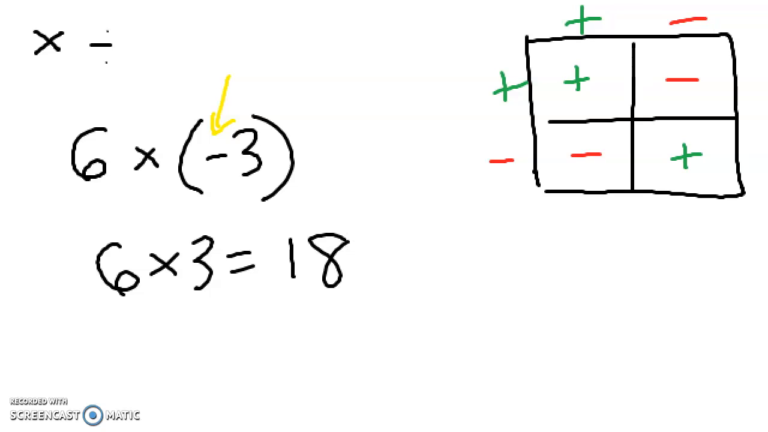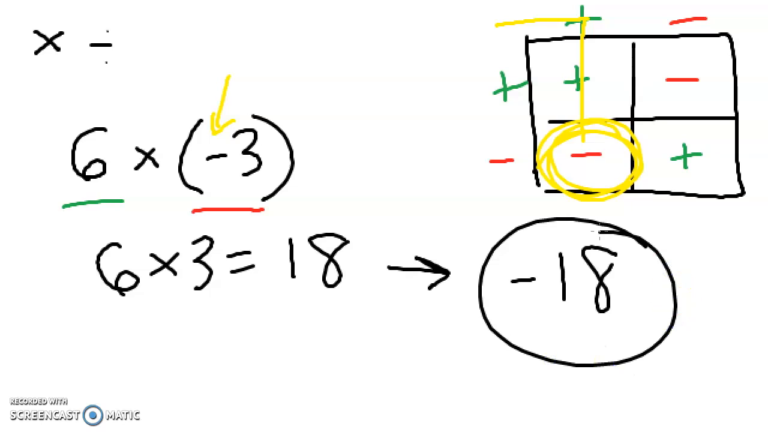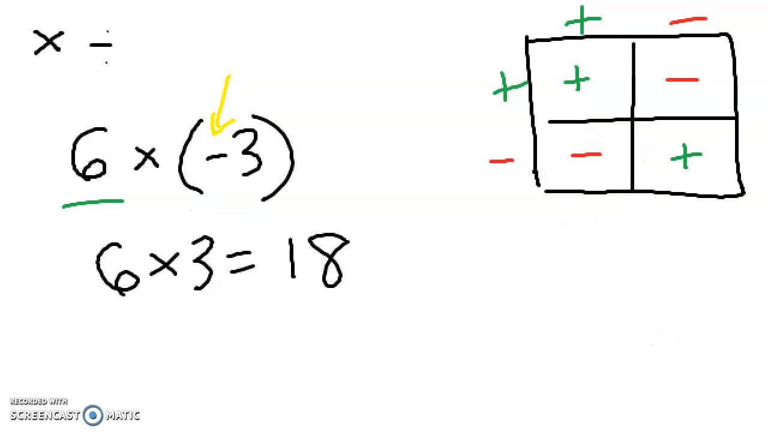This all depends on what the signs of my original numbers were. I have a positive and I have a negative, which means that I need to go over to the positive column and then down to the negative row, which means that my final answer is actually going to be negative. All right, so let's go ahead and try another problem.